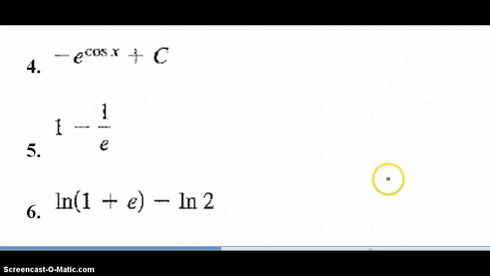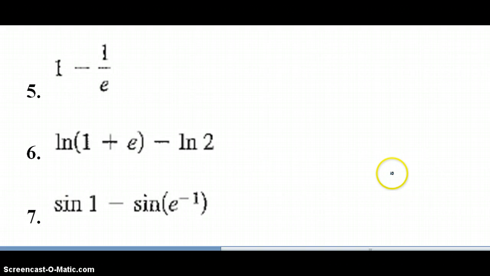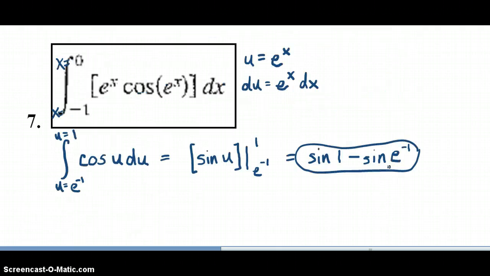If we scroll down, they have it the same way we do up there, sine of 1 minus the sine of e to the negative 1 power. So those are our examples of integrating exponential functions for definite integrals. And we'll move on to our next topic.